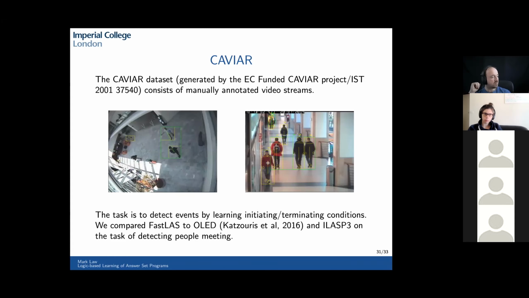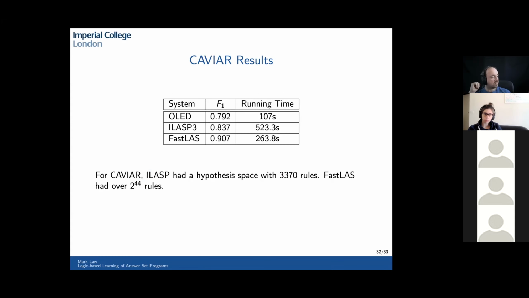The second dataset I want to show you very quickly is an event detection dataset that has previously been used to evaluate the OLED system. The task here is to learn rules that correctly predict when two people start and end a meeting. This is in terms of how close they are, their orientation, how fast each person is walking, and that sort of thing. OLED is significantly faster than both ILASP and FastLAS, but OLED, like Inspire, is not guaranteed to find the optimal solution overall, which explains the slight difference between OLED and ILASP in terms of the F1 score.